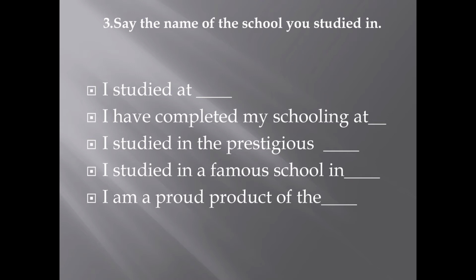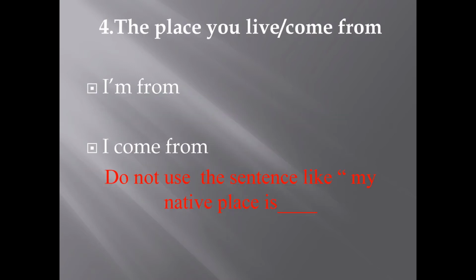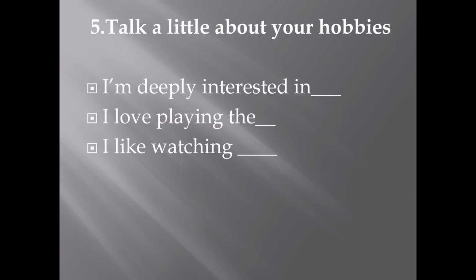After saying your school name, you have to include the place you live or come from. You can say, I'm from, or I come from. Here, remember, do not use a sentence like "my native place is". Okay? After this, you can talk a little about your hobbies. A few examples are: I'm deeply interested in, I love playing the, I like watching. Like that you can use sentences and include your hobbies.